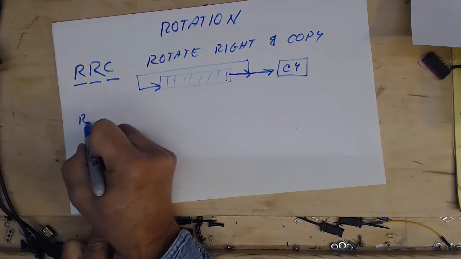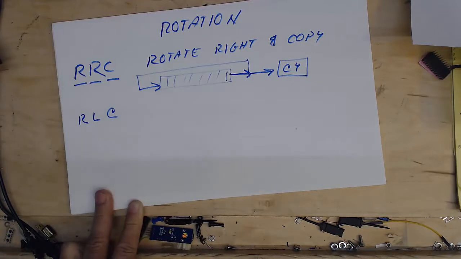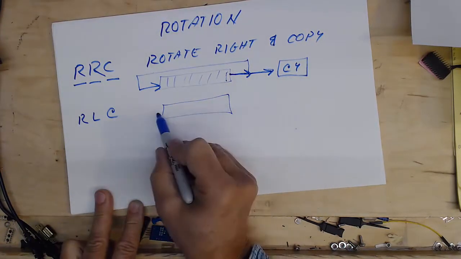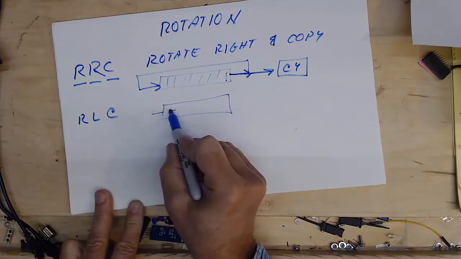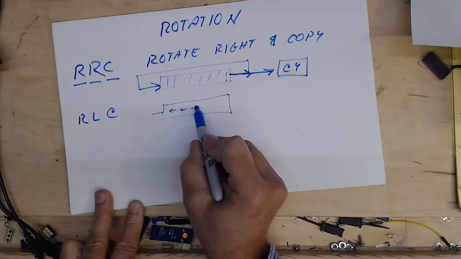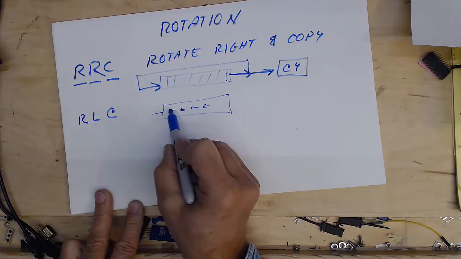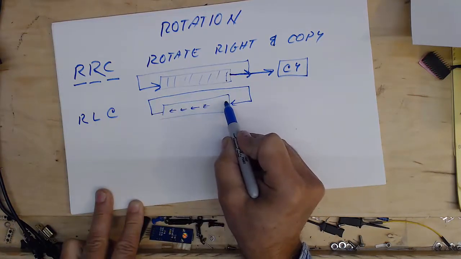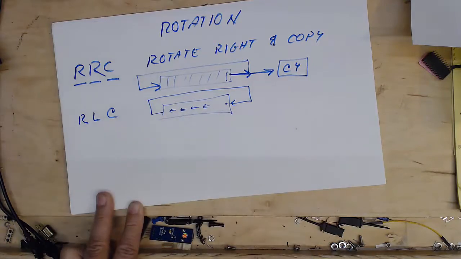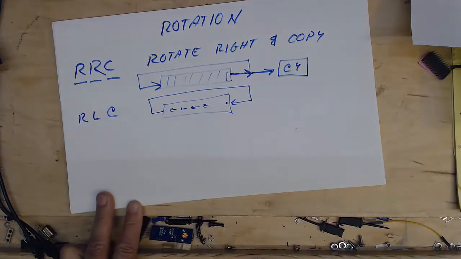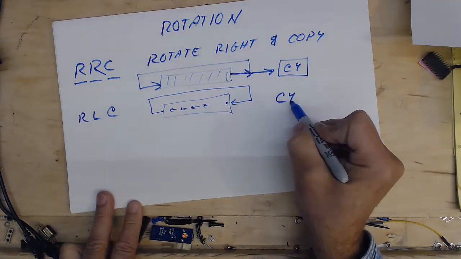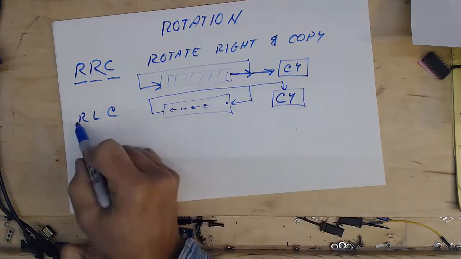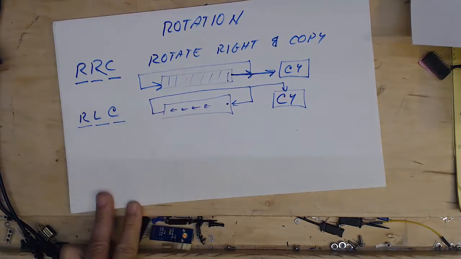Likewise, we can do a rotate left and copy. If we do a rotate left and copy, then every bit in here is going to move 1 to the left. The one that's on the far left is going to come up and move in and become the least significant bit on the right. And we're going to copy that into the carry. Rotate left and copy into the carry.